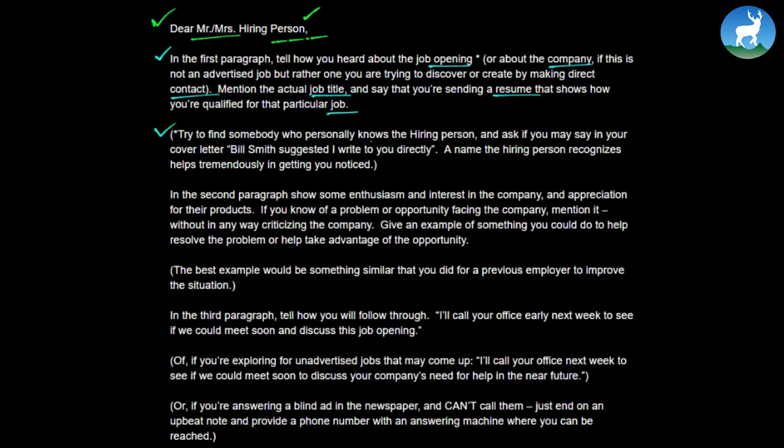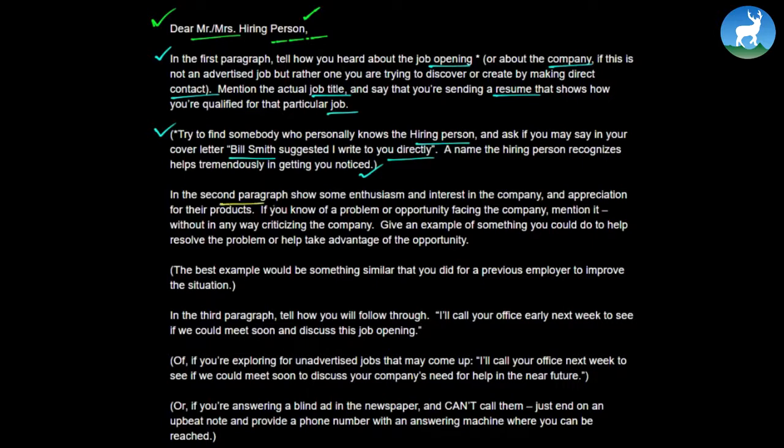Try to find somebody who personally knows the hiring person and ask if you may say in your cover letter, "Bill Smith suggested I write to you directly." A name the hiring person recognizes helps tremendously in getting noticed. So what is the point? If you have someone who knows the hiring person directly, first ask that person whether he can include the hiring person's name or write a little line for recommendation or something. So this is just an extra tip.